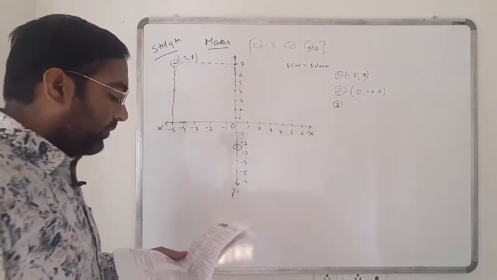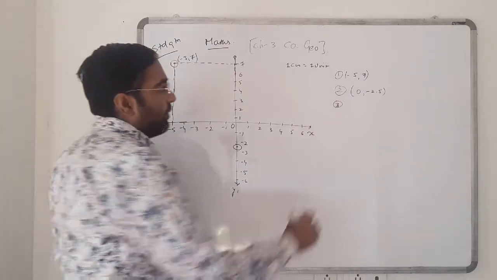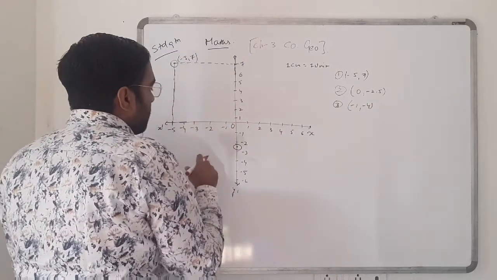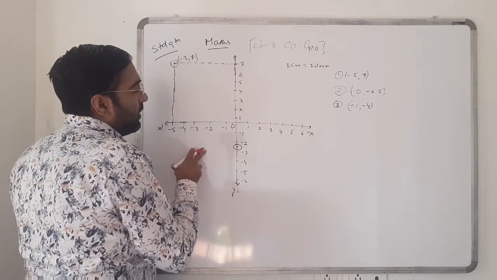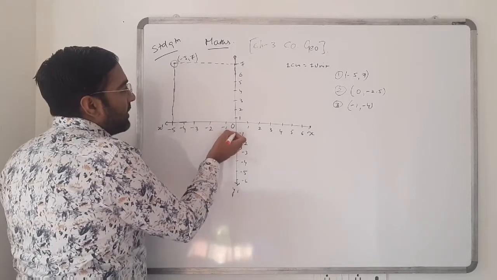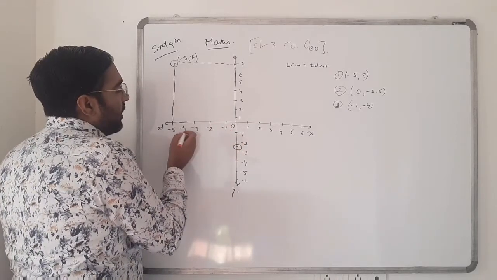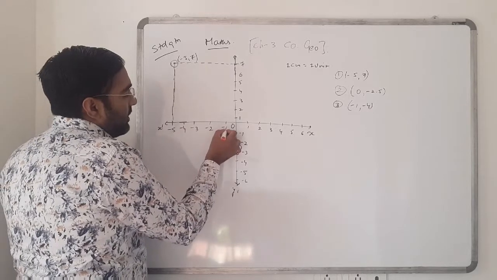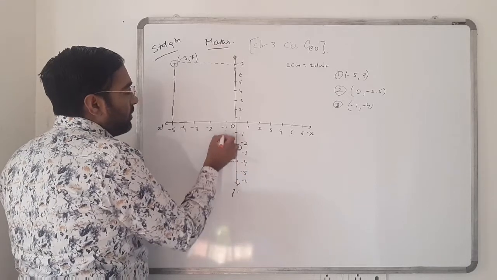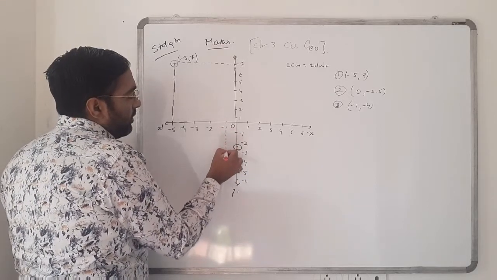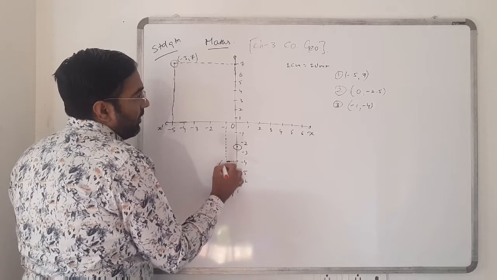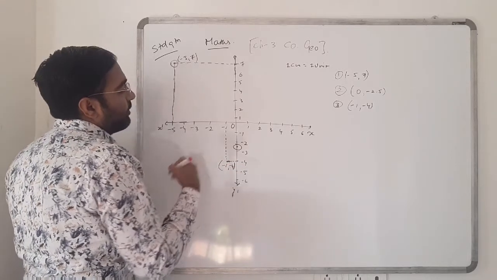Third one is minus 1 comma minus 4. Both are negatives, so it should be plotted in this quadrant. Minus 1 in the x-axis and minus 4 in the y-axis, so the point should be here. Minus 1 comma minus 4. Clear that?